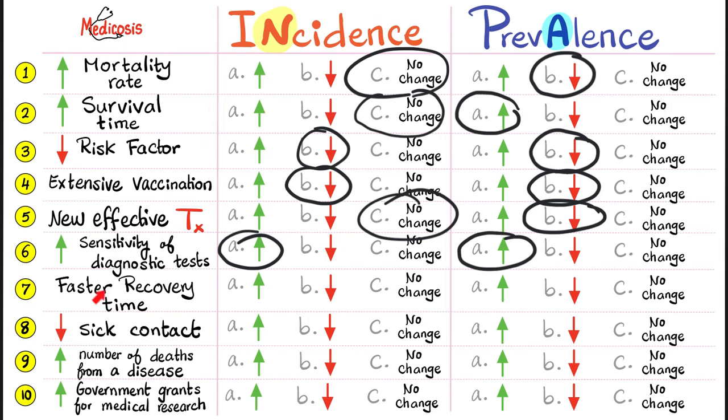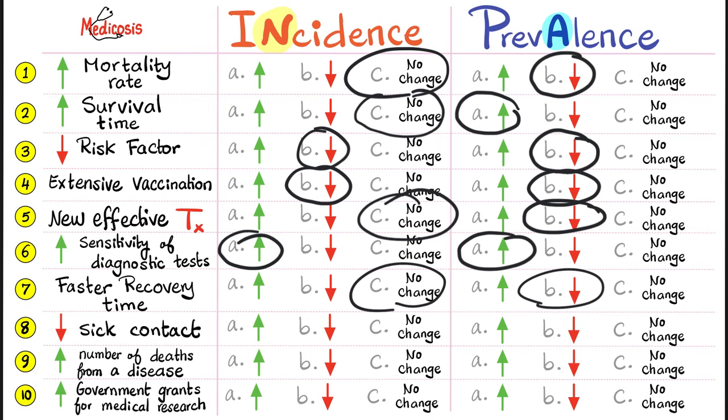Next, people are recovering faster from tuberculosis. When they recover faster, does that make any difference for the people who will become sick in the future? The answer is no, so there will be no change in the incidence. How about the prevalence? If you recover sooner, you will be removed from the pool sooner, so there will be less total cases.